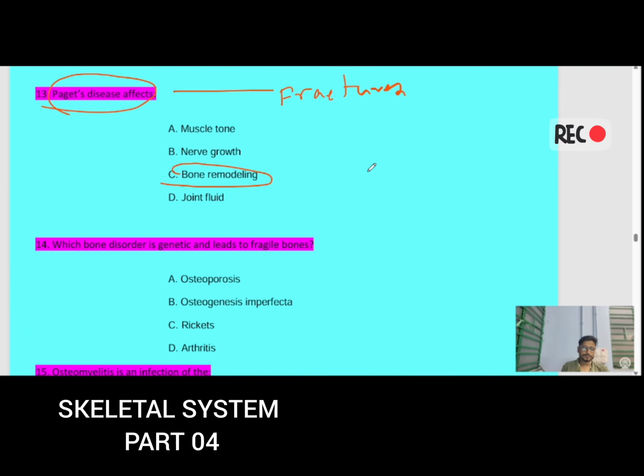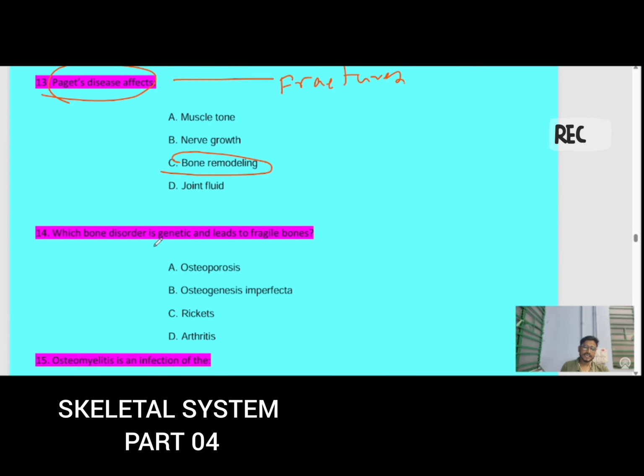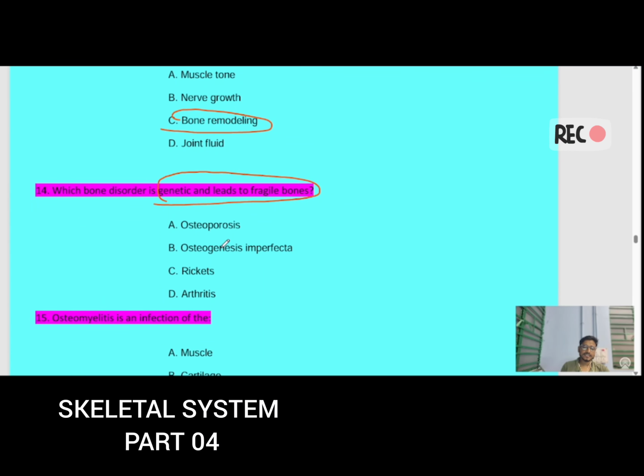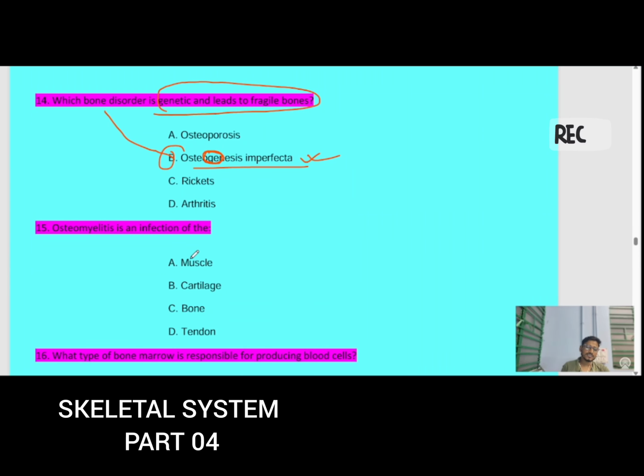Okay. Which bone disorder is genetic and fragile bone? Genetic, osteogenesis. There is the word gene in genesis, so you can remember genetics, which is a very important trick. Osteogenesis, that means osteogenesis imperfecta. Osteomyelitis, what? Osteomyelitis does not occur in muscles, cartilage or tendon. Osteomyelitis is also in the bone.